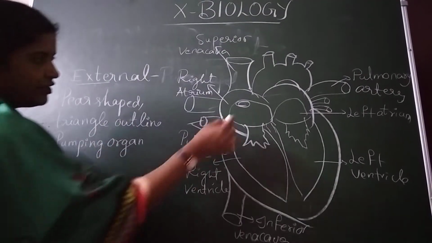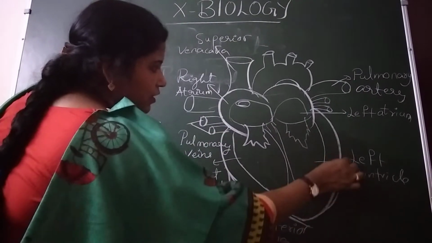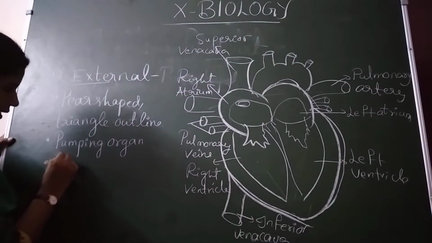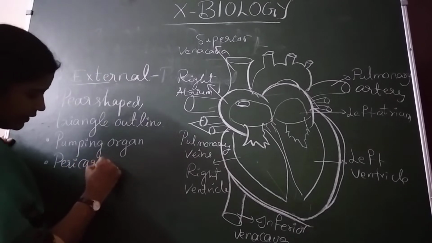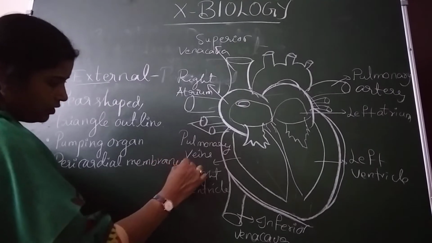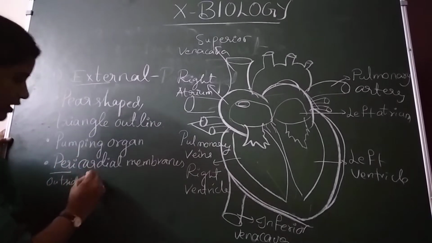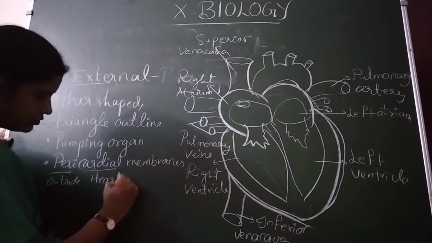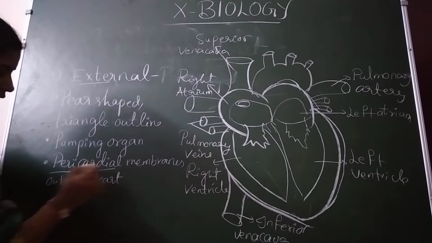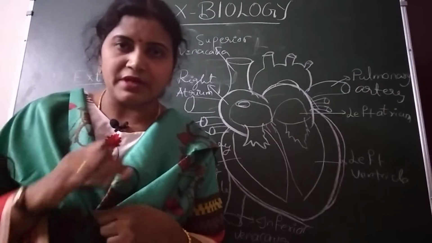And then the heart is covered by membranes. What do we call those membranes? Pericardial membranes. Peri means outside, cardia means heart. They are present on the surface of the heart. That's why those membranes are known as pericardial membranes, the membranes which cover the heart.